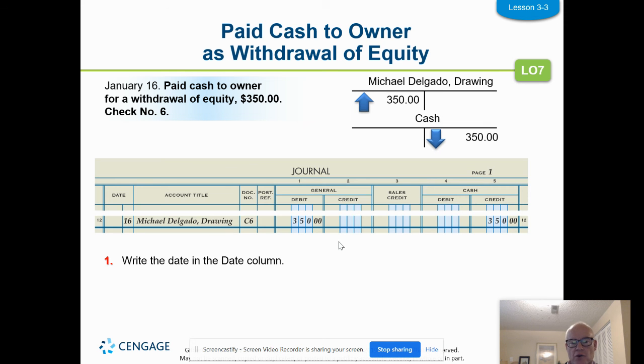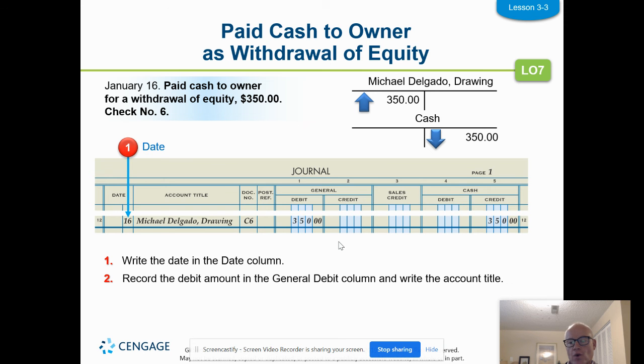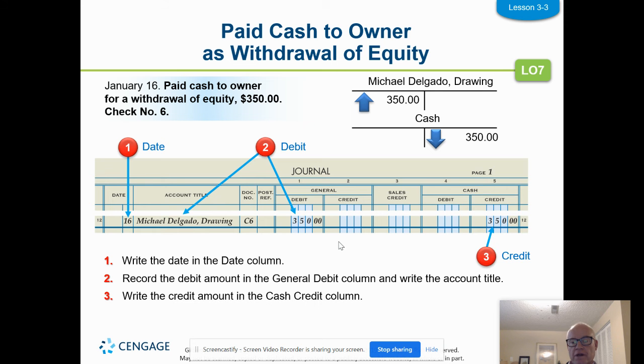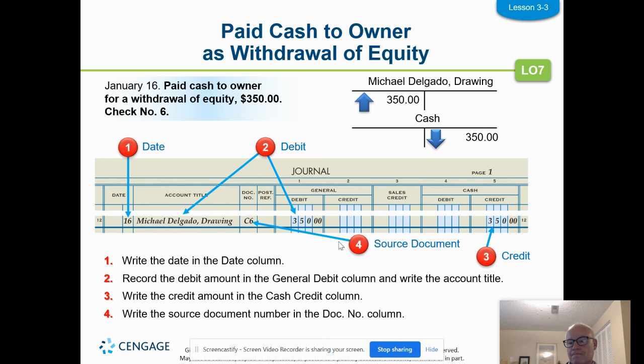On the multi-column journal, we write the date, the 16th. We record the debit amount in the general debit column, Michael Delgado drawing, because we don't have a special account for that. Now, if he was pulling money out of the business all the time, maybe he would have a special column for that. So $350 is debited. Cash, of course, is credited for $350. And we write in our source document, C6.